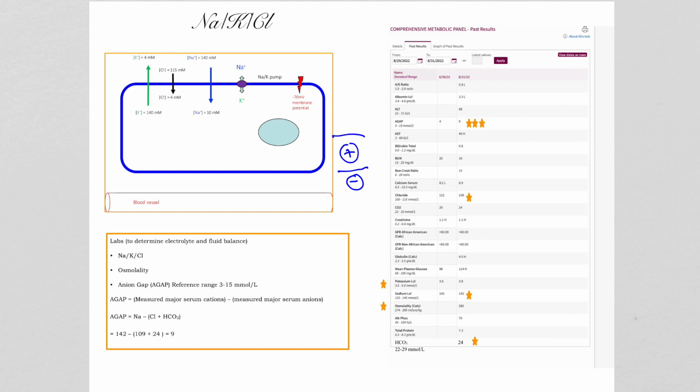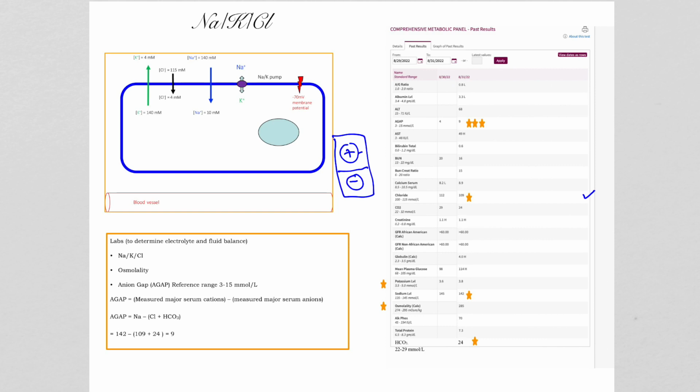Okay, so we have a certain compartment, and positive and negative charge must always be equal. You cannot have a positive charge by itself without a negative charge, or a negative charge by itself without a positive charge. Routinely, there are only certain serum ions that are measured.